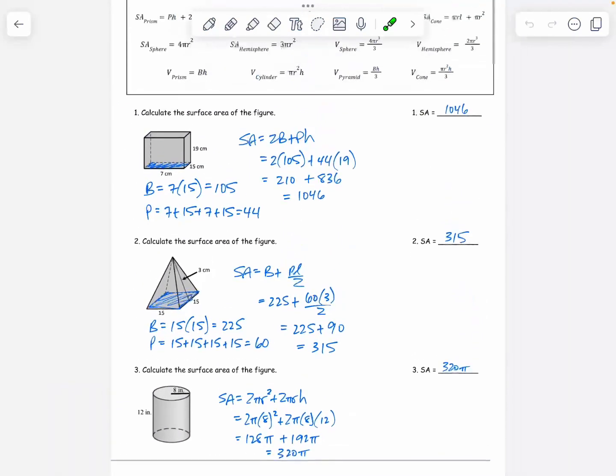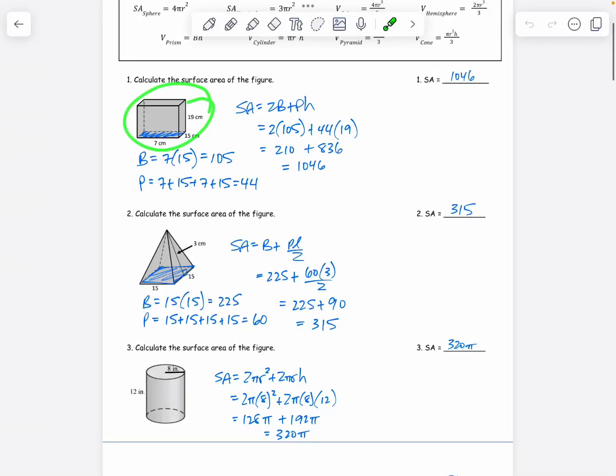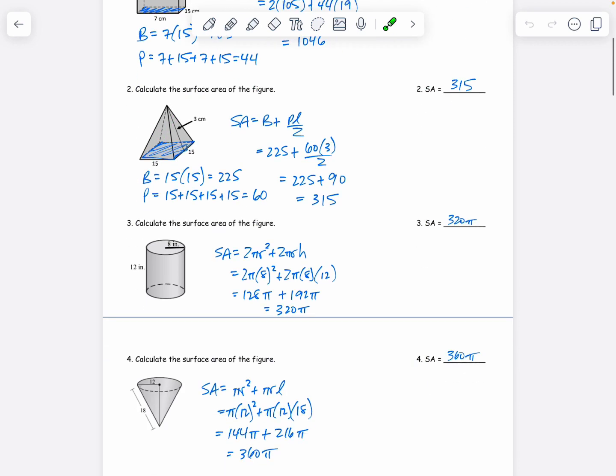I did not put pi on the rectangular prism or the pyramid because those don't have circles in them. You guys know that pi has to do with anything that has a circle. So the cylinder definitely has a pi, the pyramid and the prism do not.